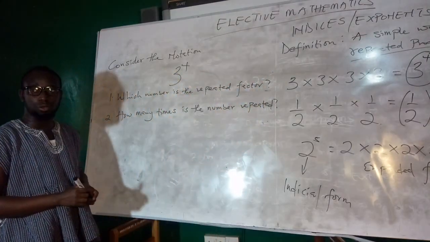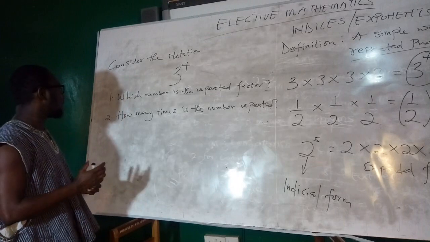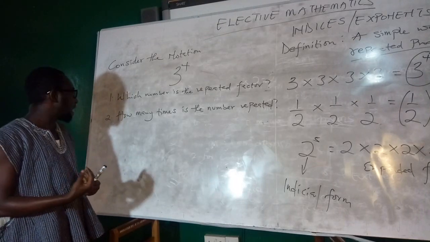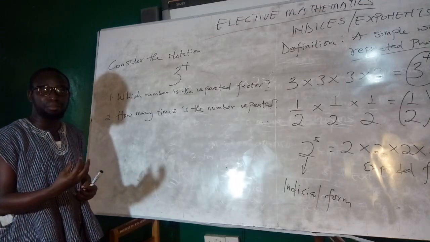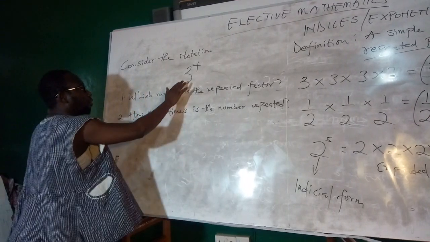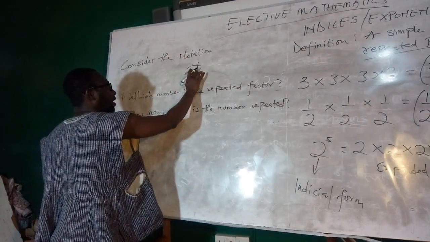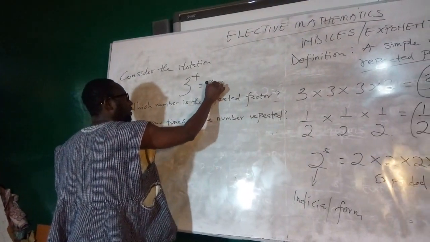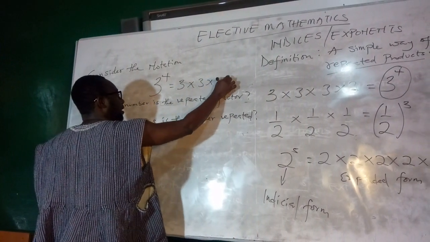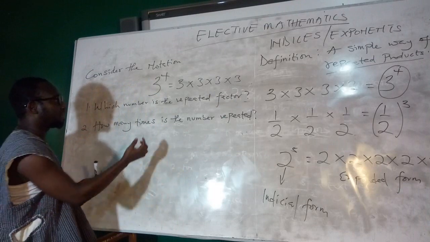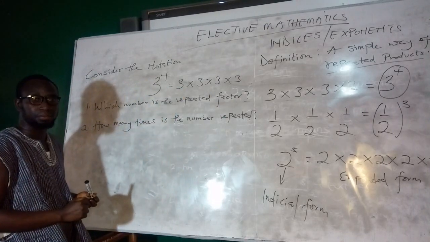Okay, so these are the 2 questions we need to ask ourselves. The first one is, which number is the repeated factor? Then the other one, how many times is the number being repeated? We have earlier stated that when we have 3 with a superscript of 4, this is written as 3 times 3 times 3 times 3. So straight away we can see that our repeated factor is the number 3.